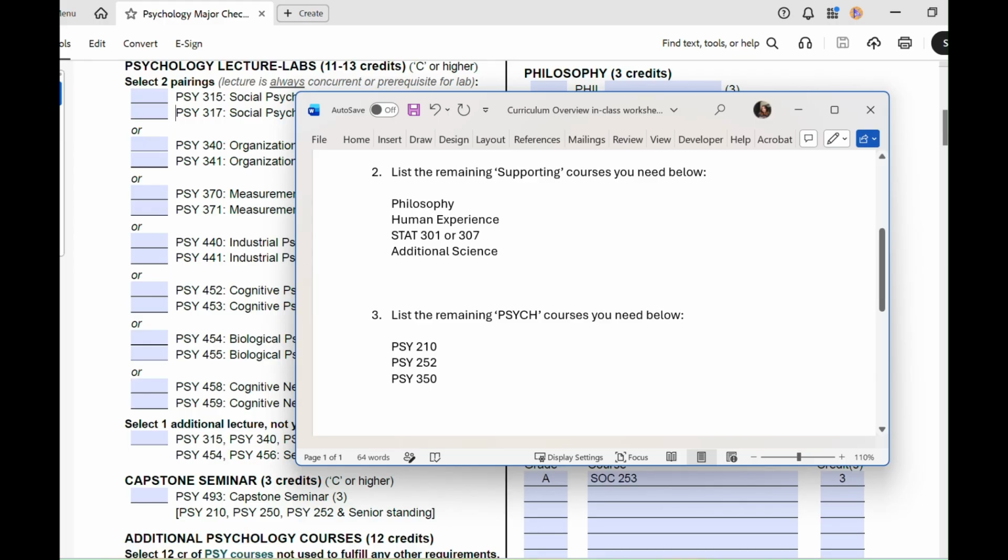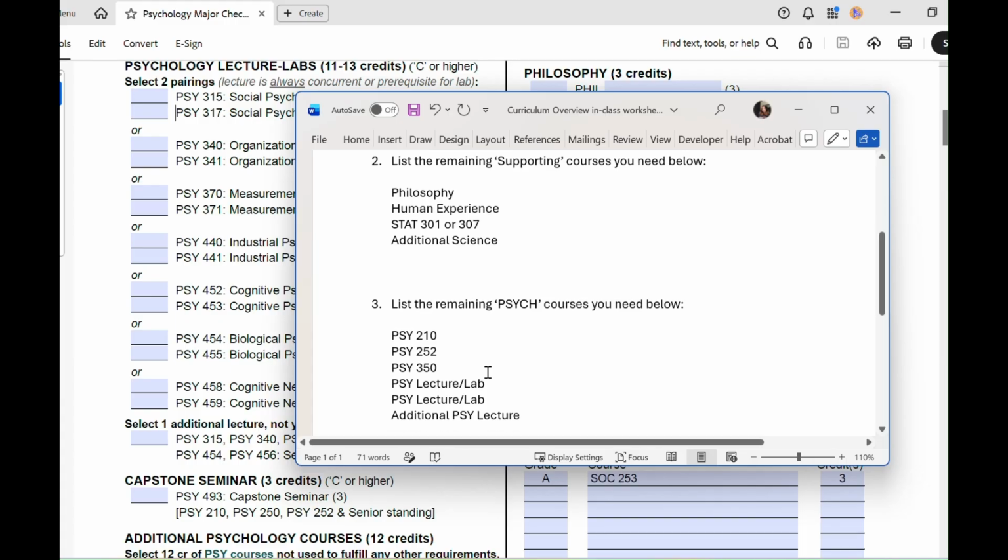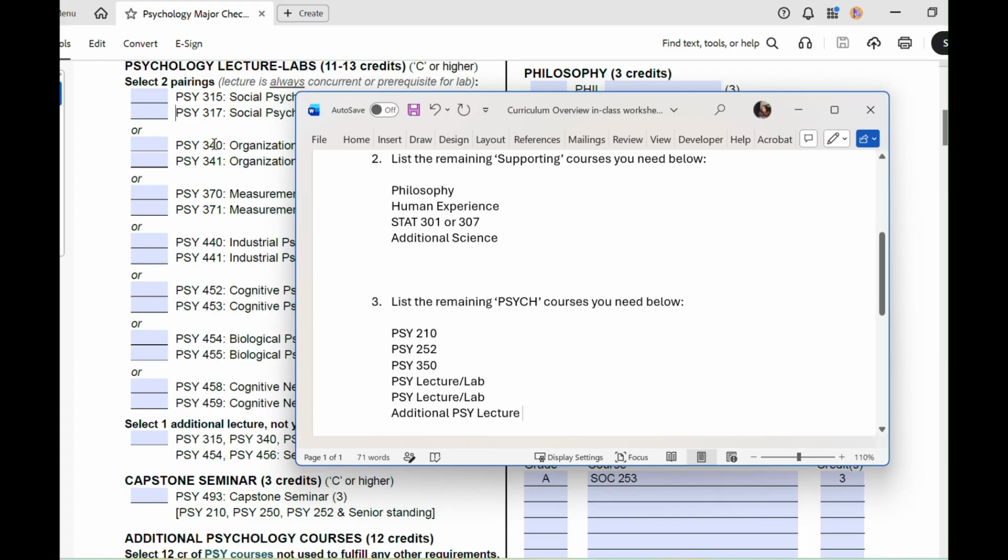Cam the Ram is going to leave these vague, just to wait to choose specific courses for the lecture labs when the time is coming closer. So for now, we will write psych lecture/lab, psych lecture/lab for those 2 pairings, and then we're going to put additional psych lecture for that last requirement. Please note, all psychology lecture labs are at the 300-400 level. That means that these courses are upper division courses.